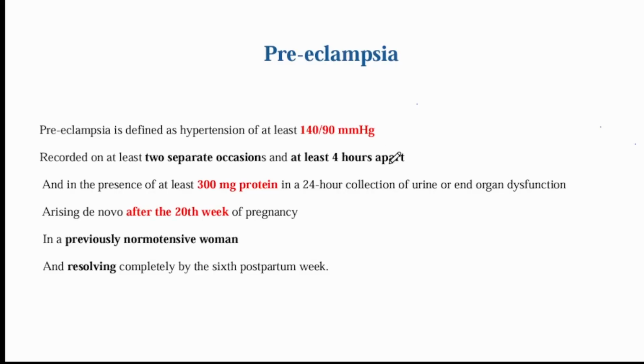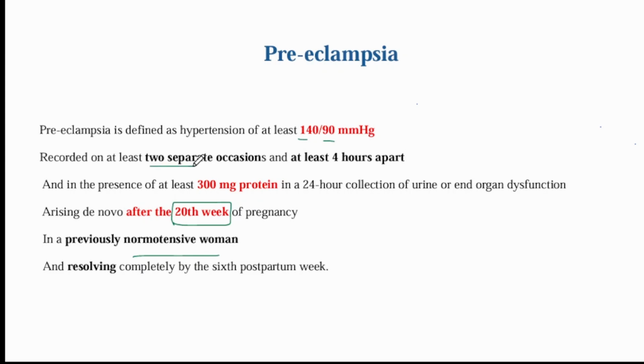Hello everyone. So if a pregnant lady comes to a clinic and she is more than 20 weeks pregnant, and she was normotensive before that, so previously normotensive, now 20 weeks pregnant and her blood pressure is more than 140 by 90, then we have to confirm that blood pressure.